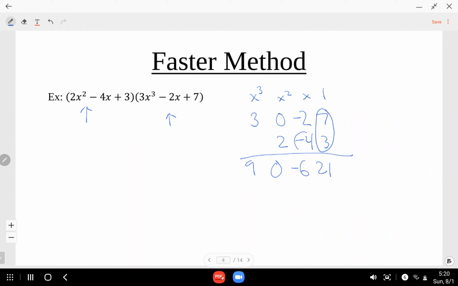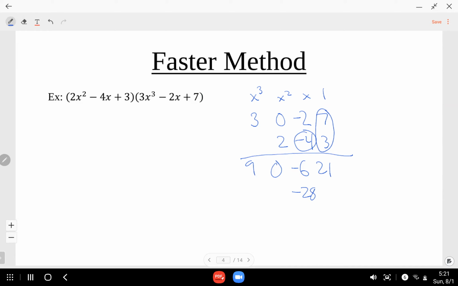However, if we're multiplying x and something, then everything is going to go up a column. For example, 7 right now is going to be multiplied by -4. But since -4 is in the x column, then the result will be 1 column higher. So you're going to put -28 in the x column, because what you're really doing is -4x times 7. So it's going to be in the x column.